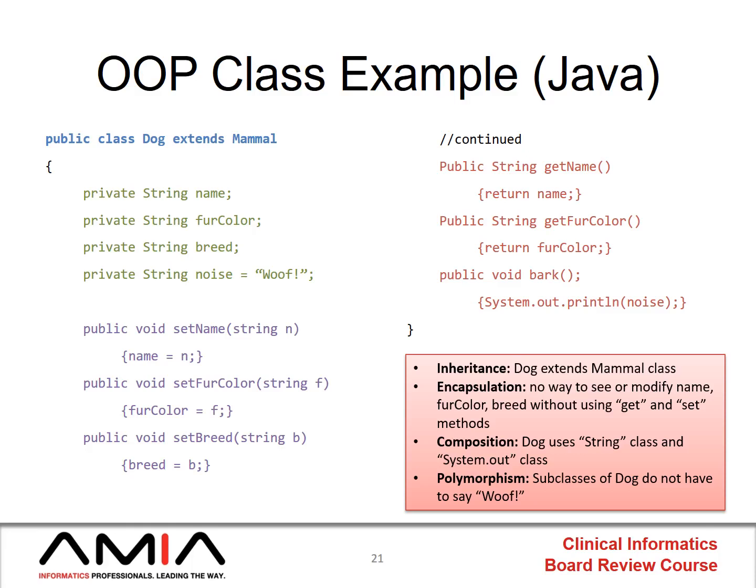And last is polymorphism. Let's say we wanted to create a subclass of Dog that extends another subclass that extends the Dog class. It doesn't have to say woof. It can say whatever it wants. It could actually override that last attribute there.